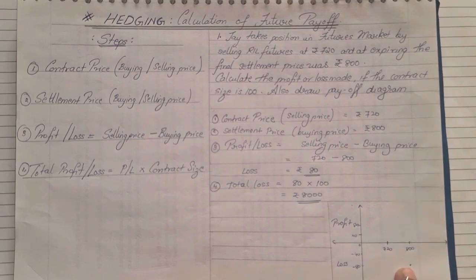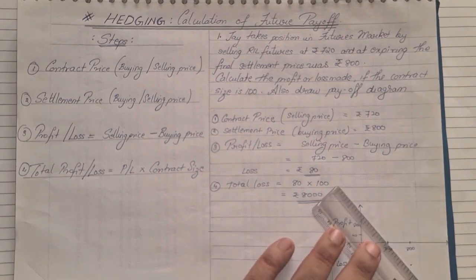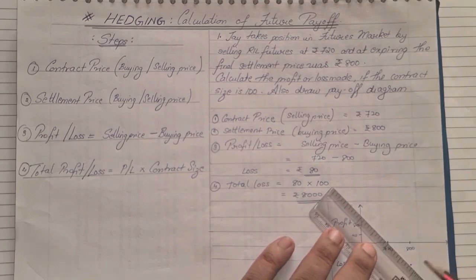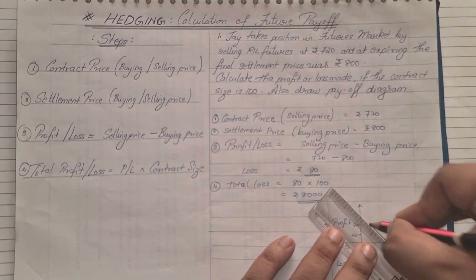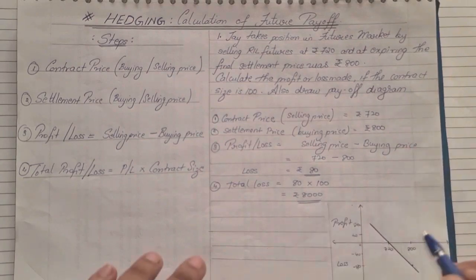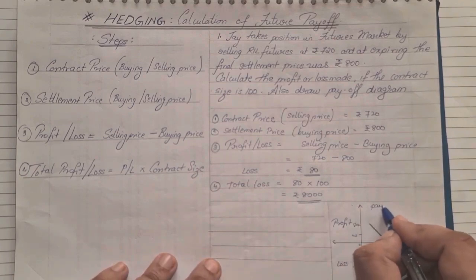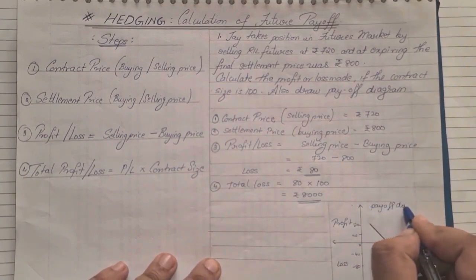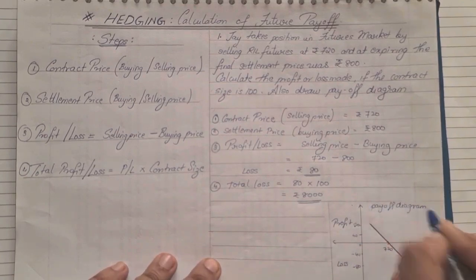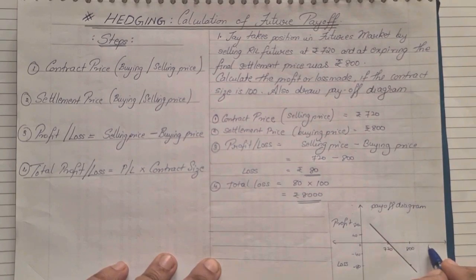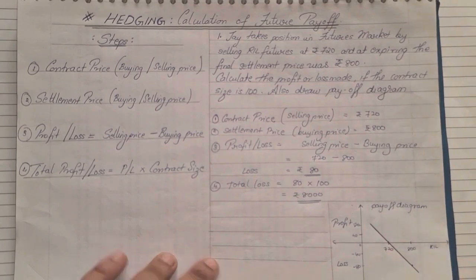The dot where I have marked out the loss which has been marked on the settlement date, from that point we'll have to draw the curve passing through the contract price. So here is our payoff diagram done. This is my payoff diagram, and this was based on Reliance future. So this is my Reliance future. So this is how we have to draw the payoff diagram. Very simple. Okay, now this was the first sum.